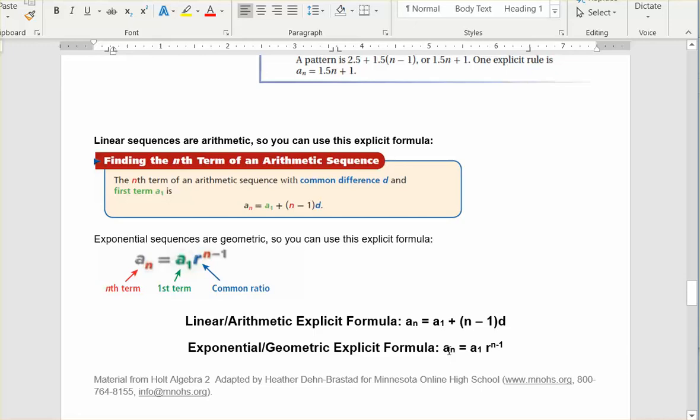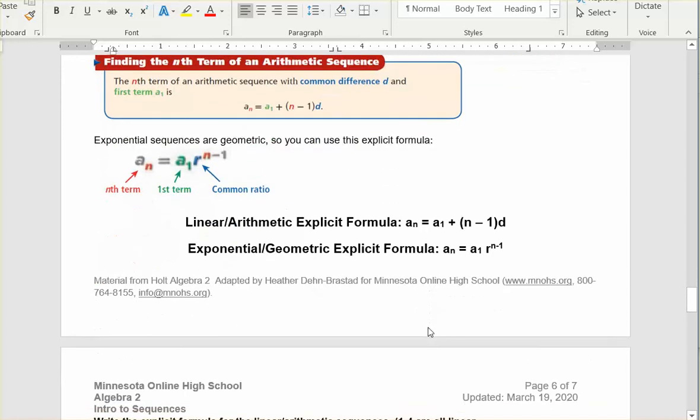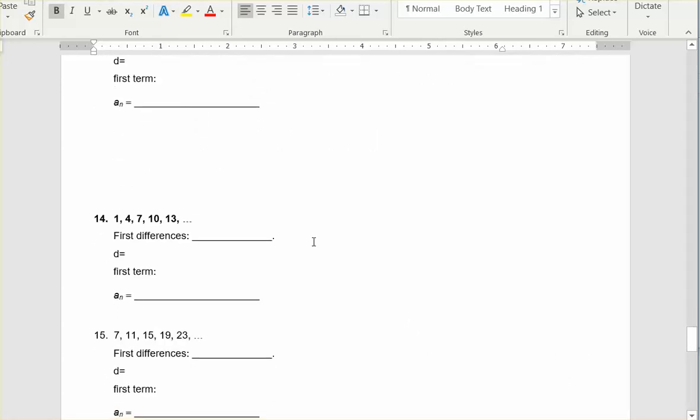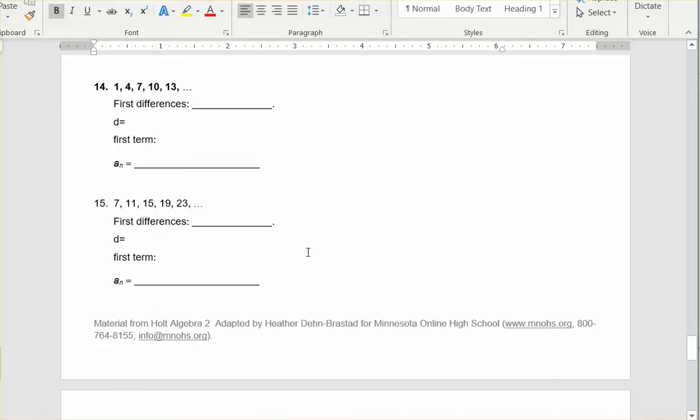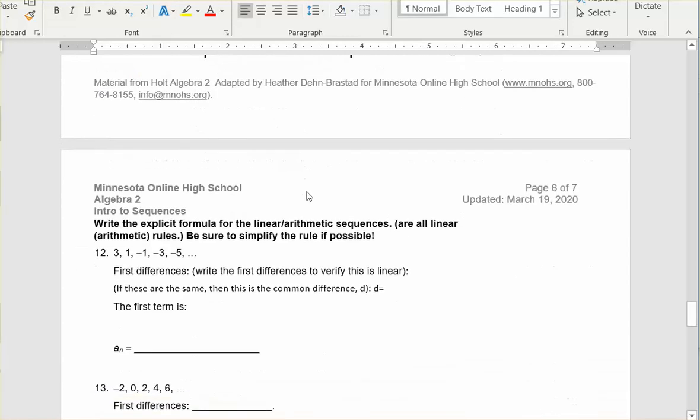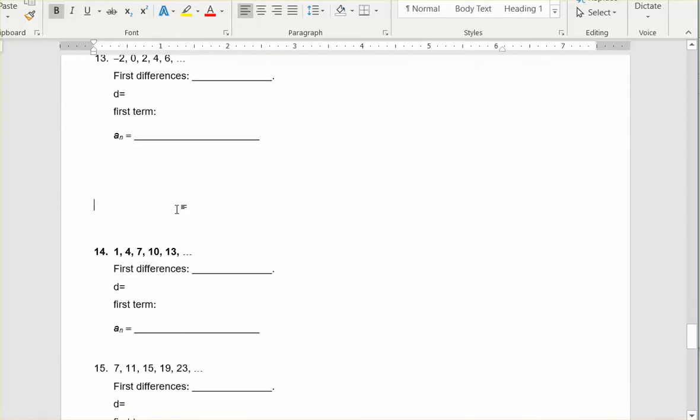Now, not all sequences are arithmetic or geometric. Some of them you just have to try to figure out what the rule is. Like, maybe the rule is multiply by 10 and divide by 2, or I don't know. There's different ways of finding them than arithmetic or geometric. But in these first ones, these are all going to be arithmetic rules. So you're going to be able to use the rule for linear or arithmetic, which is right here, for numbers 12, 13, 14, and 15.